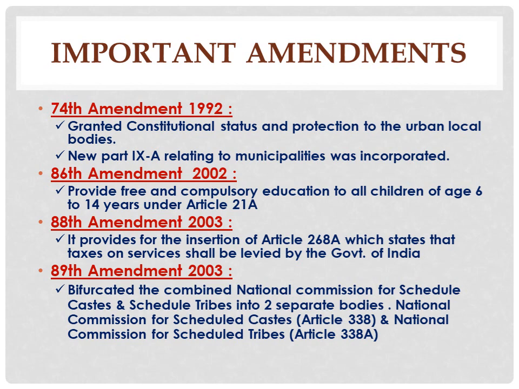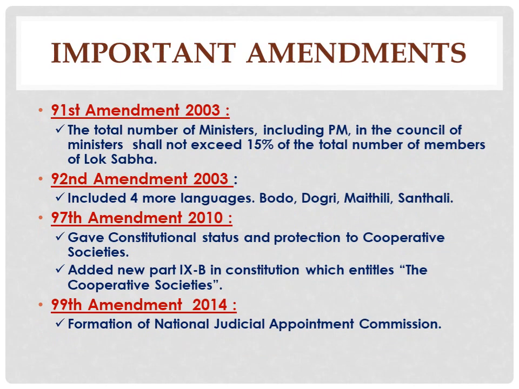The next important amendment is the 89th Amendment of 2003. It bifurcated the Combined National Commission for Scheduled Castes and Scheduled Tribes into 2 separate bodies. One is the National Commission for Scheduled Castes as per Article 338 and the other one is the National Commission for Scheduled Tribes as per Article 338A. 91st Amendment Act 2003. As per this amendment, the total number of ministers, including the Prime Minister, in the Council of Ministers shall not exceed 15% of the total number of members of Lok Sabha.